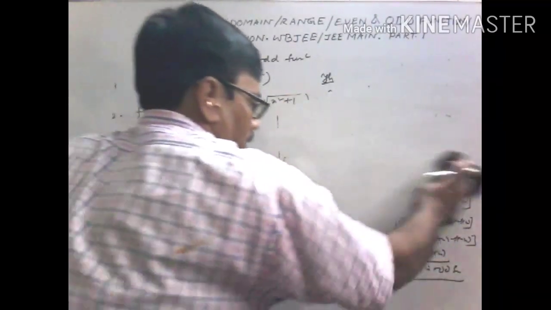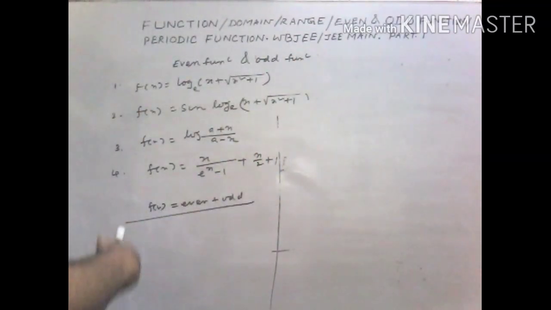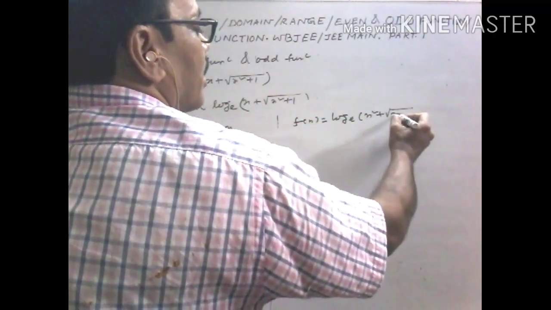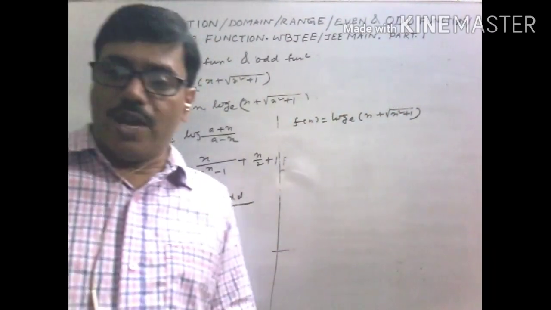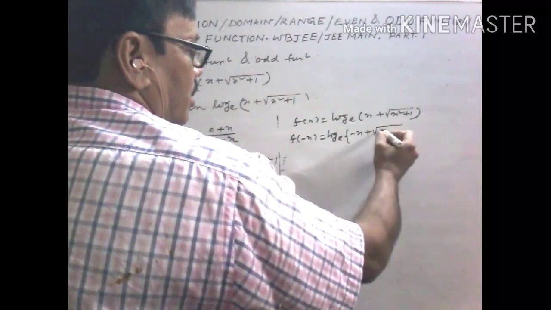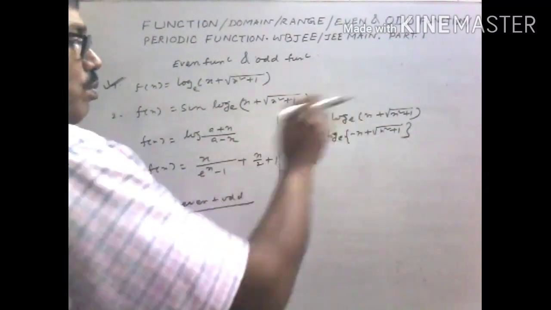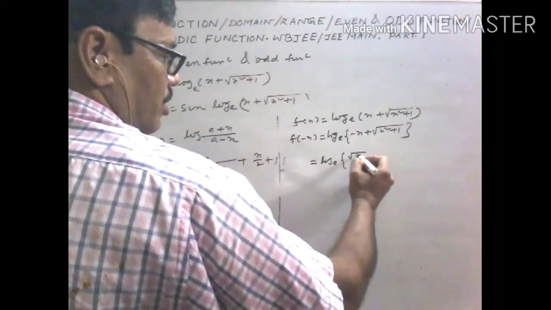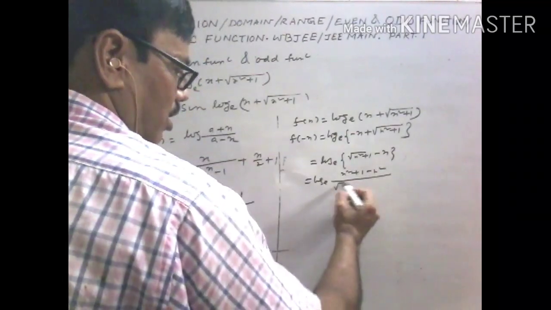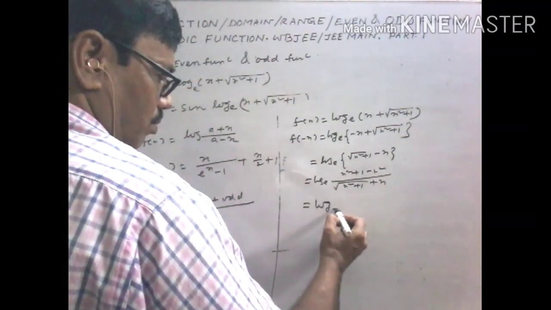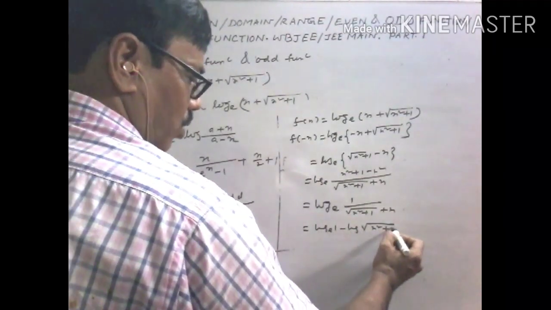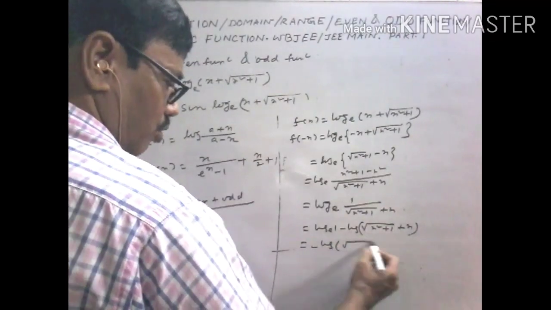Now we will verify whether these functions are even or odd. So we consider problem number one. f x equals log e of x plus root over x square plus 1. We have to verify whether it is odd or even. So f of minus x is log of minus x plus root over x square plus 1. Now this is not minus f x or plus f x, so let's analyze it. Root over x square plus 1 minus x, we can write as x square plus 1 minus x square over root over x square plus 1 plus x. So log 1 by root over x square plus 1 plus x, so this is log 1 minus log of root over x square plus 1 plus x. Log 1 is 0, you know.